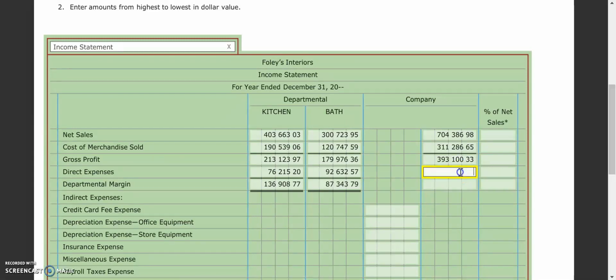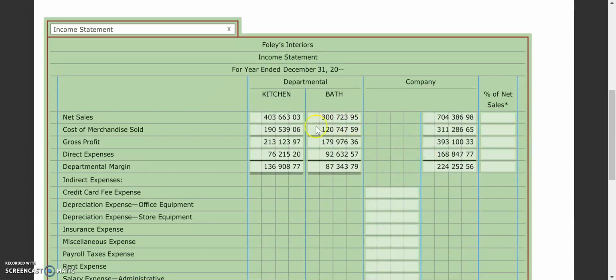$393,100.33. Direct expenses, we add those two together. We get $168,847.77. And so our departmental margin, again, you can take these two subtracted, or you can add those two together. Either one will get you to $224,252.56.